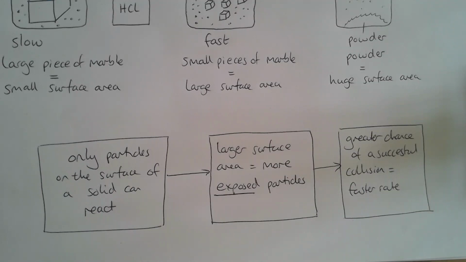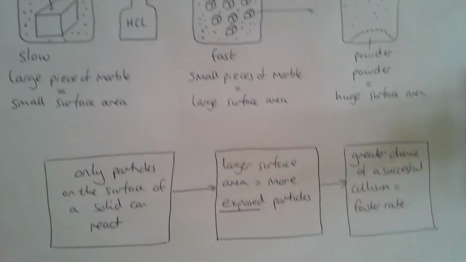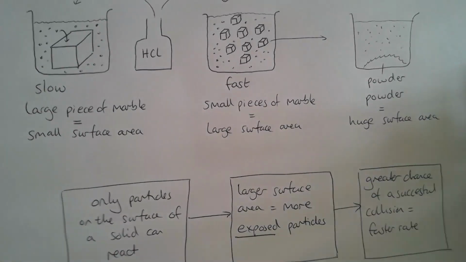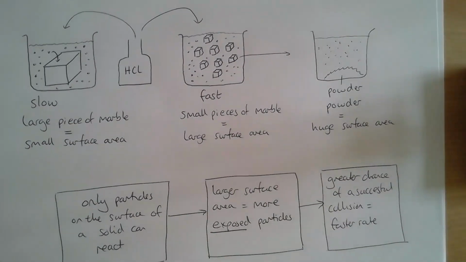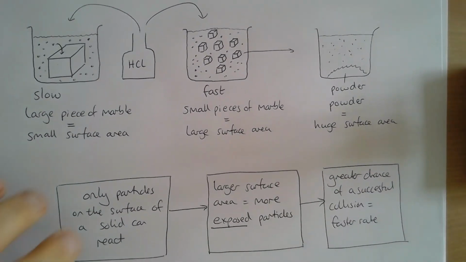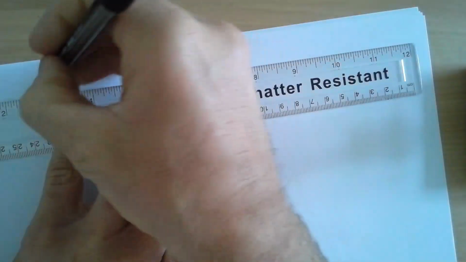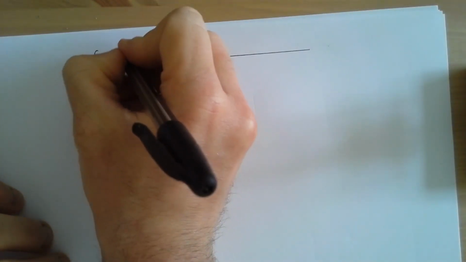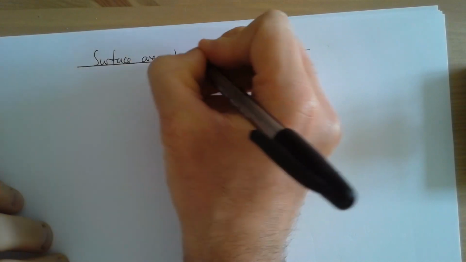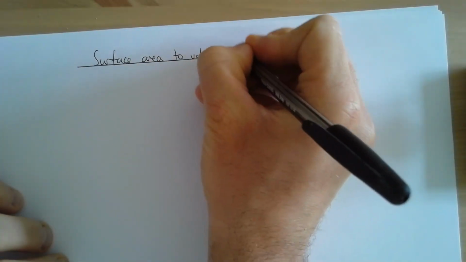Okay, so we now need to be able to think about how we can do some calculations involving surface area and volumes. I'll leave that whole page there for one moment if you want to pause the video and take any extra notes. So let's have a look now at surface area to volume ratio. Don't be panicked by ratios, easier than you think it is.